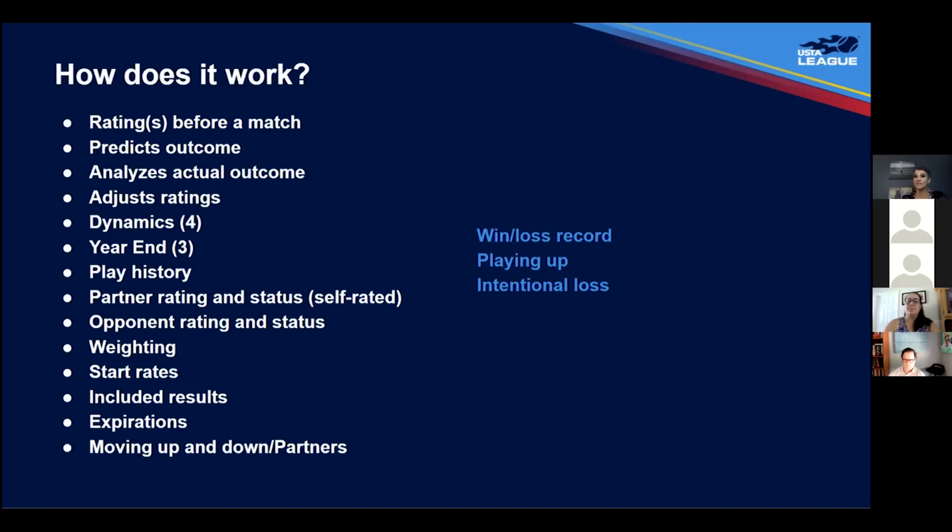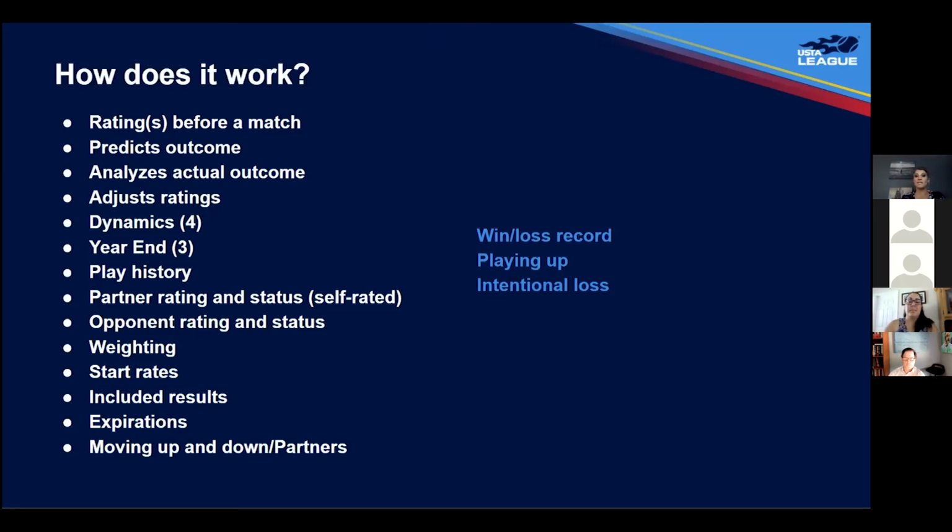It does not include, so over here in the light blue, your win-loss record. We get this question a lot. It does not look at your win-loss record. It only uses relativity and prediction to determine a player's rating. It does not credit you for playing up. You must perform at higher levels of play in order for the algorithm to give you a higher dynamic and generate a higher year-end rating. So you can play up, but if you're not performing at a higher level, it will not change your rating.